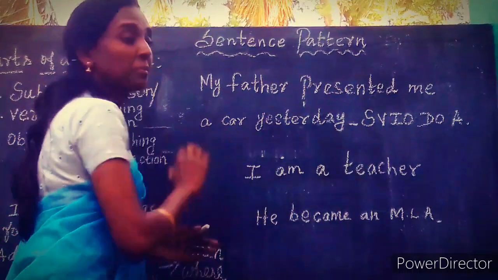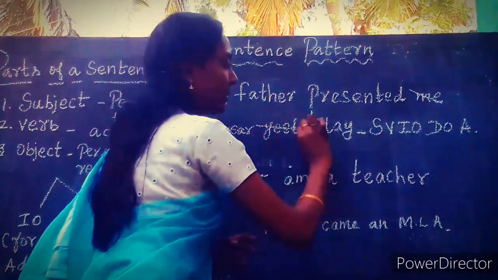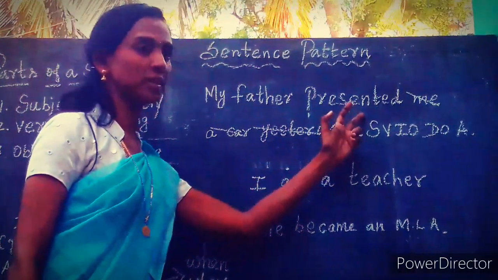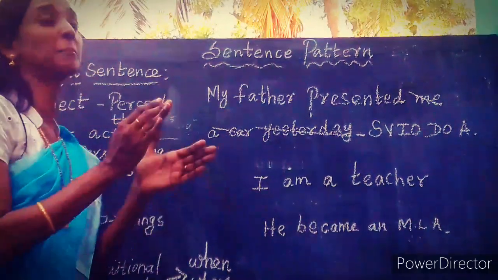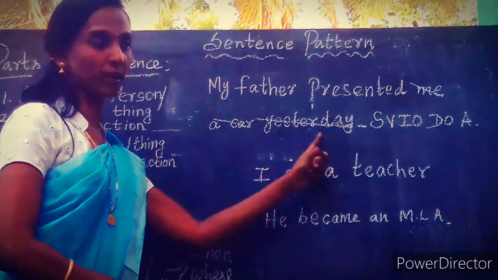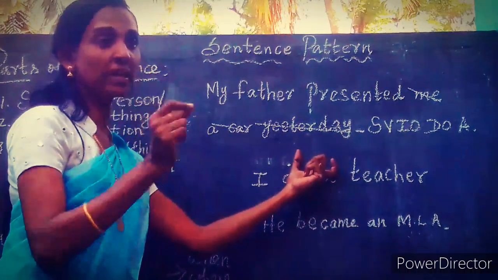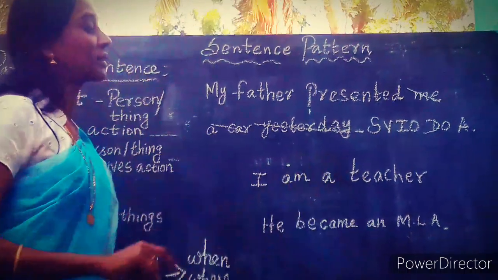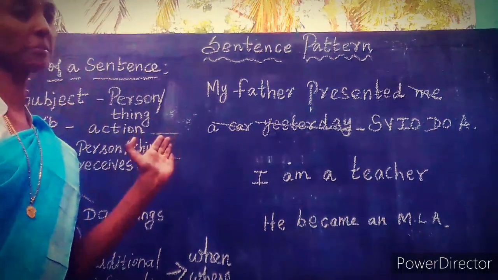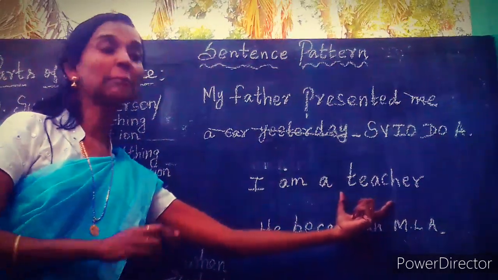When we hide this word yesterday, still the complete meaning is here. So my father presented me a car. Now we will hide the objects, me, a car, and the adjunct yesterday. See here, my father presented. Now itself, the sentence is a complete sentence, even without the object, without the adjunct. So without the objects, without the adjunct, a sentence may be a complete sentence. But without the complement, a sentence must not be a complete sentence.